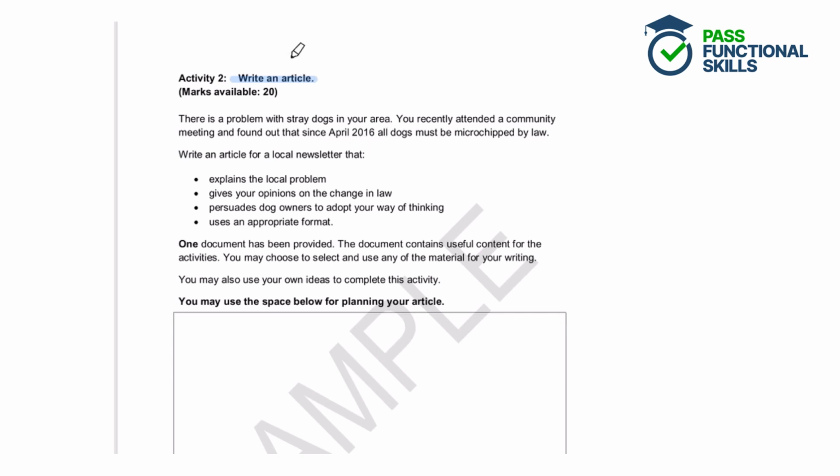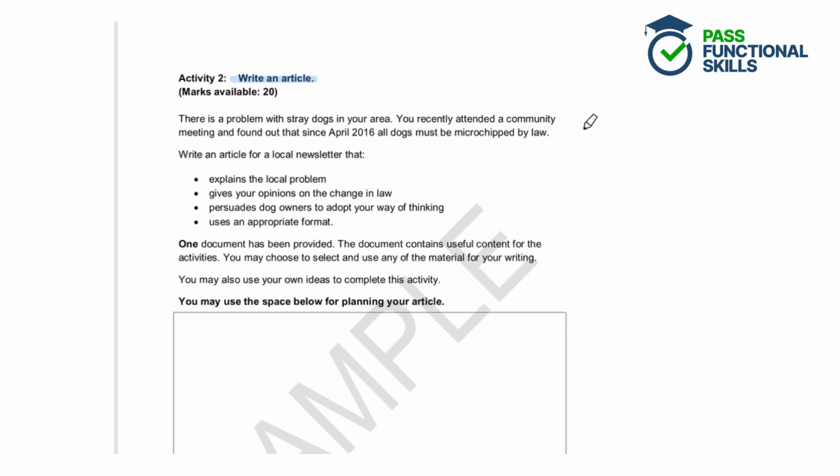So an article will usually be informative, and it will sometimes include opinions as well. Articles need headings, and they can often benefit from subheadings and the author's name. So let's see what our article needs to be about.